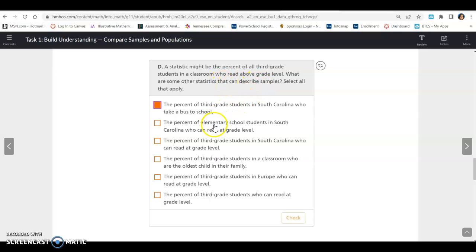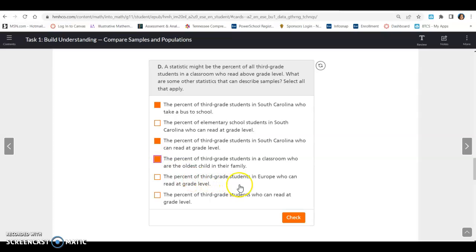We're looking at something that can describe a sample. This would be kind of looking at the whole population if you're looking at the percent of elementary students in South Carolina who can read at grade level. Again, we're looking at elementary students in the whole state, so that's not going to be one. And the percent of third grade students in South Carolina who can read at grade level, that sounds good. The percent of third grade students in a classroom who are the oldest child in the family, that sounds good.